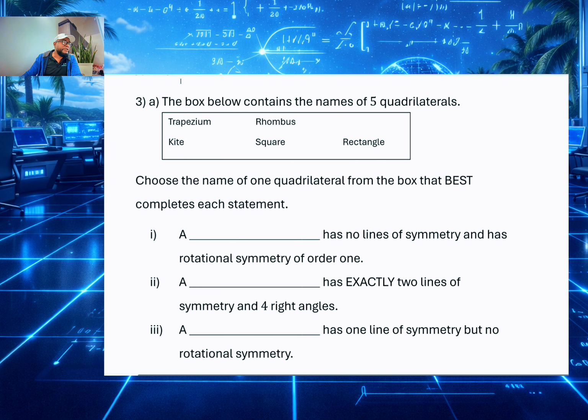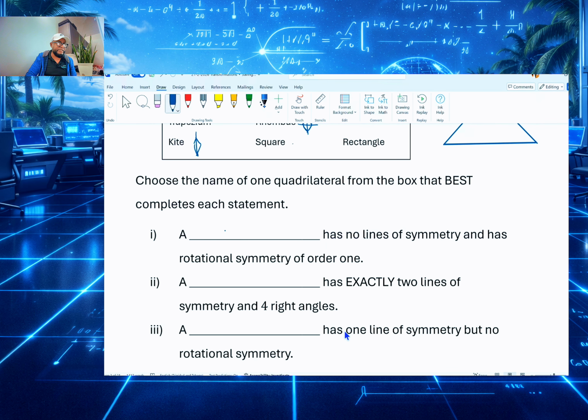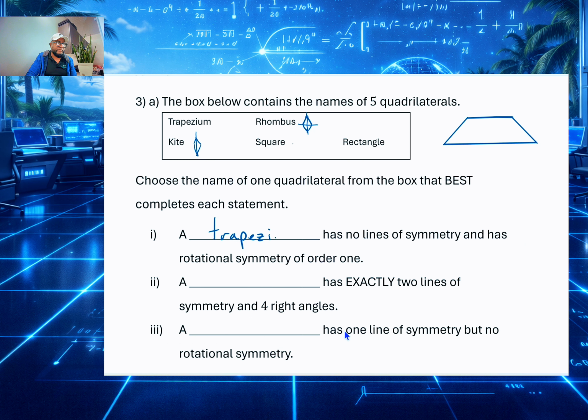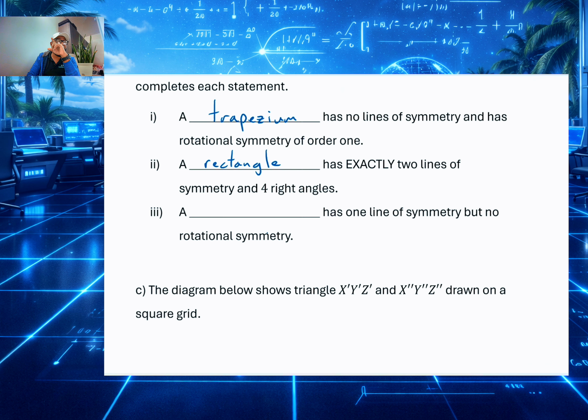So there we go. Choose the name of one quadrilateral from the box that best completes each statement. A what has no lines of symmetry and has rotational symmetry of order 1? No lines of symmetry here, so this will be a trapezium. A what has exactly 2 lines of symmetry and 4 right angles? A rectangle. So let me put that in. Rectangle. A kite has 1 line of symmetry.